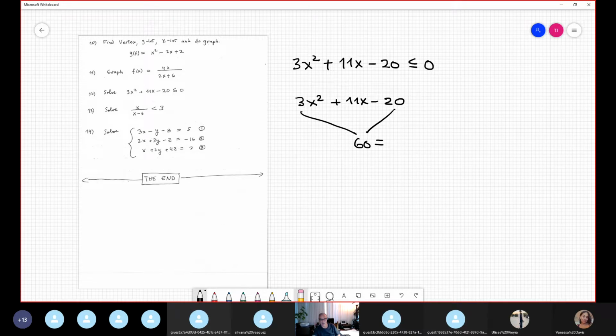I don't care, the sign is not important. You take 3 alone, you take 20 alone, I don't care, get negative, no, it's 60. And you find the combination that opens the door, in this case 15 and 4. Because 15 times 4 is 60, and somehow 15 minus 4 is 11.